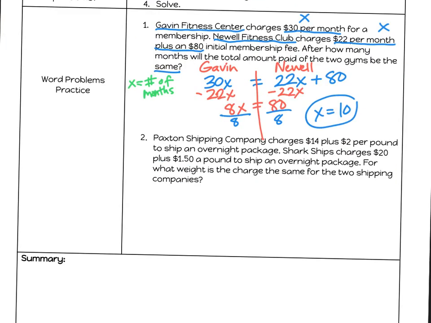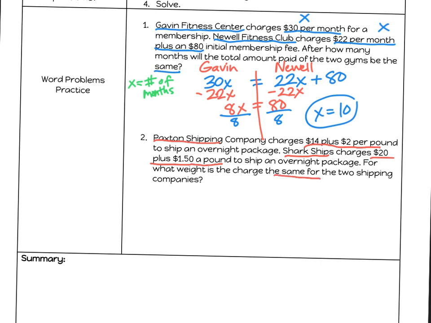All right, last one. So Paxton Shipping Company charges $14 plus $2 per pound to ship an overnight package. Shark Ships charges $20 plus $1.50 a pound to ship an overnight package. For what weight is the charge the same for the two shipping companies? So let's highlight or underline the important information. So Paxton Shipping Company is 14 plus $2 per pound. Shark Ships is $20 plus $1.50 per pound. And then we want to know when they are the same.